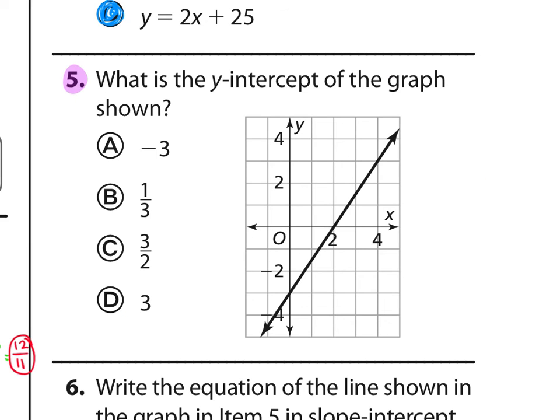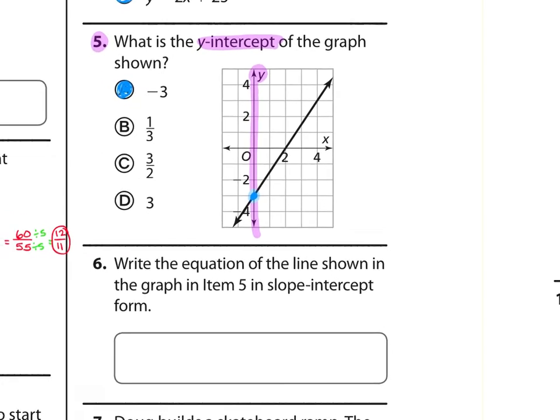Number 5, what's the y-intercept of the graph shown? When we see y-intercept, we know it's the point where it crosses the y-axis. So here's the y-axis, and the point where the line crosses that y-axis is here in blue. And so we just look for what that y coordinate is. It's -3. So answer choice A, -3.